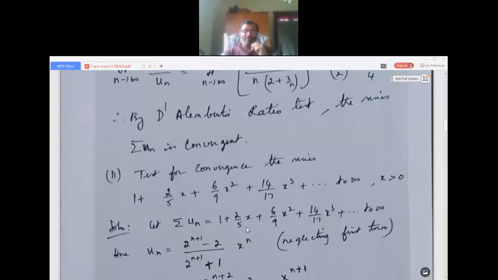Like that. This formula holds good for this, except neglecting the first term. The first term you can take as 1. That is the fixed term, because x power 0 is 1. Like that, x power 0. Keep it like that. x power 0 is 1.